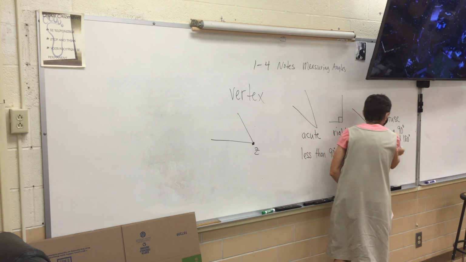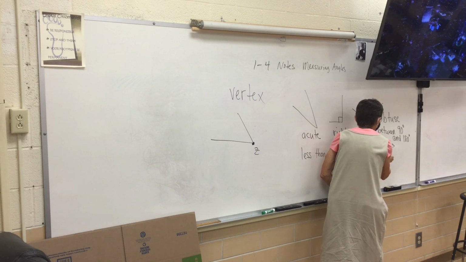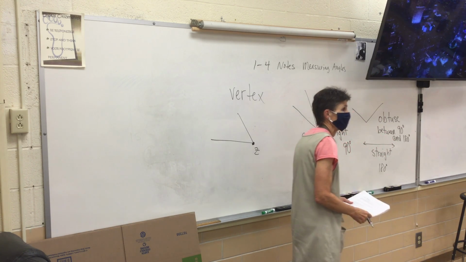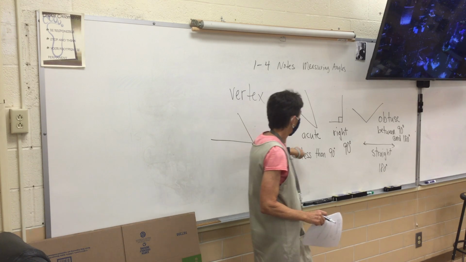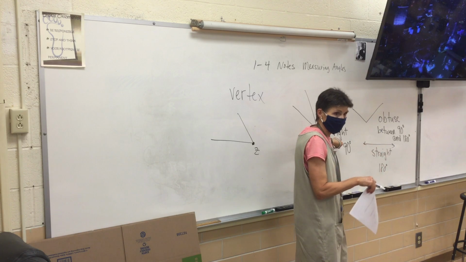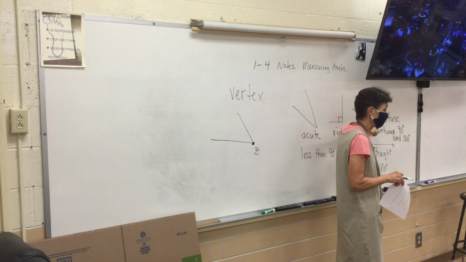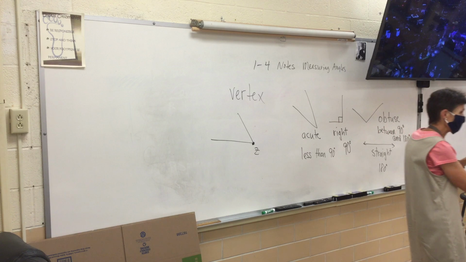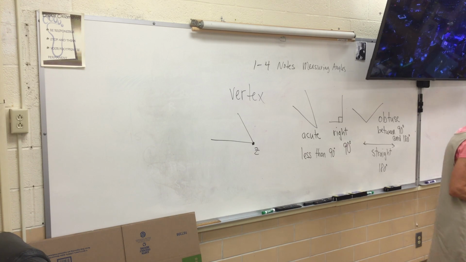And then what do we call an angle like this? Well, it's a line. It's called a straight angle. And its measure is exactly 180. So acute is less than 90. Right is 90. Obtuse is between 90 and 180. And straight is exactly 180. So you should have that information written down here with those pictures. Okay?